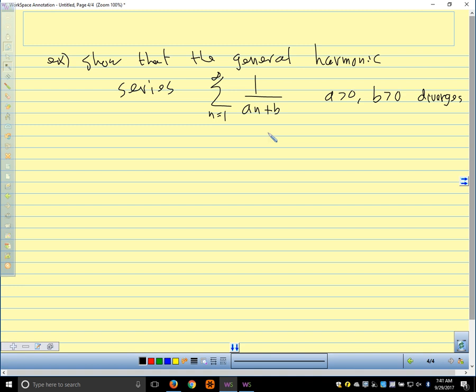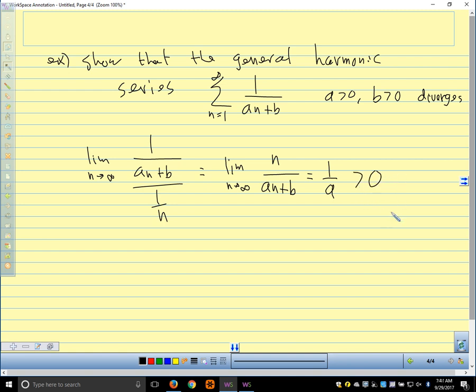But could we do limit comparison? Of course. Yes. Let's do the limit as n approaches infinity. This is similar to the harmonic series, so let's compare with the harmonic series. 1 over an plus b over 1 over n is what we're looking at. So that's the limit as n approaches infinity of n over an plus b, which equals 1 over a, finite, positive. So the series diverges.